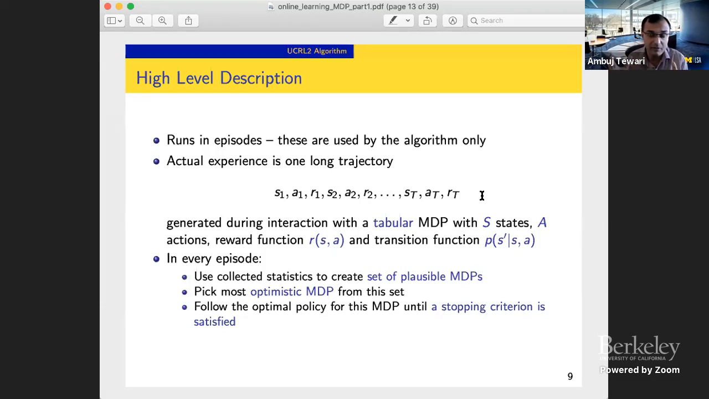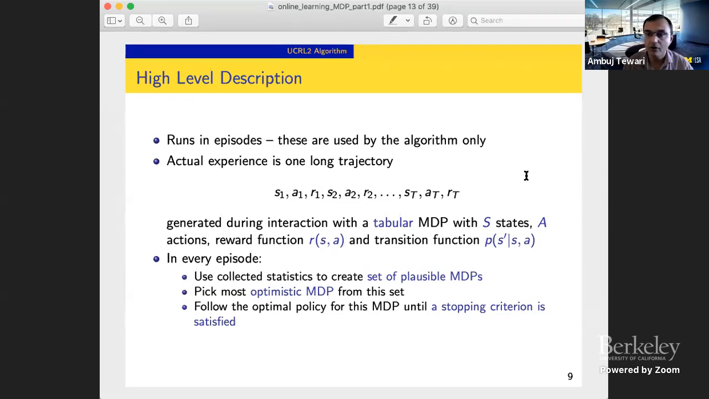So that's a set of plausible MDPs. The true MDP may be somewhere in the set. Next step, find the most optimistic MDP in the set. Find the MDP where I get the maximum average reward. I will define average reward soon, but find the most optimistic MDP, the best MDP according to you within this set of MDPs. And then compute the optimal policy for this optimistic MDP, run it through this episode, and then have a certain criterion for when the episode ends. Okay, so that's the high-level description of the algorithm.